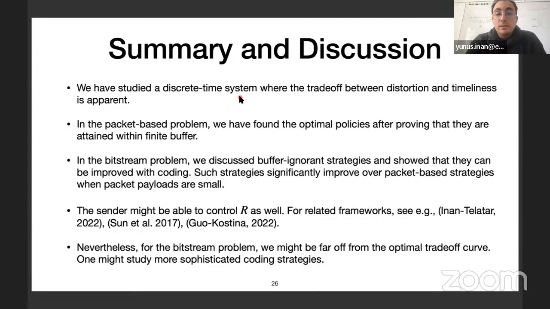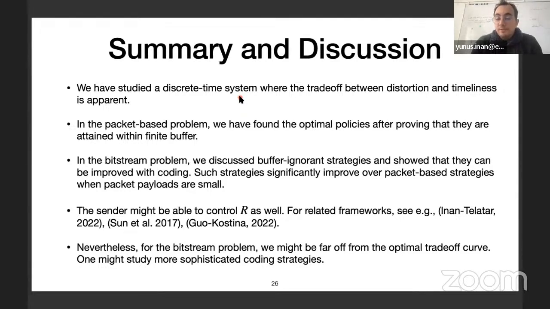And after this packet-based problem, we talked about the bitstream problem, where we discussed the buffer ignorance strategies, and we have shown that they can be improved with coding, for instance, Tunstall coding. And again, the numerical simulations show that these types of improved strategies significantly improve on the packet-based strategies, the naive strategies, when the packet payloads are small, and in particular, 1 bit.